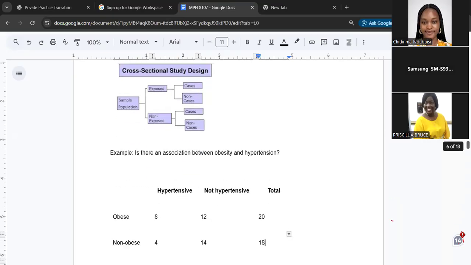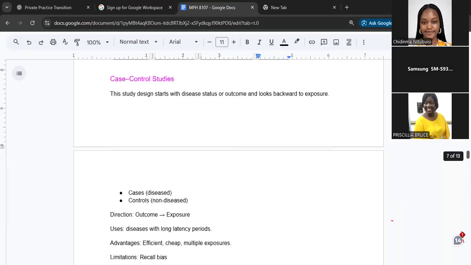And then for the case control, the people we are interested in, we're not going to say whether you have the exposure we are taking, no. What we are interested in is whether you have the outcome or you don't have the outcome. So we are looking at the outcome. That's our start point for case control.